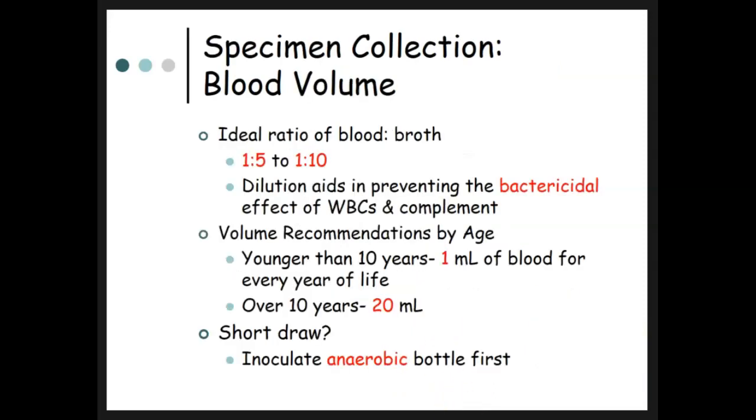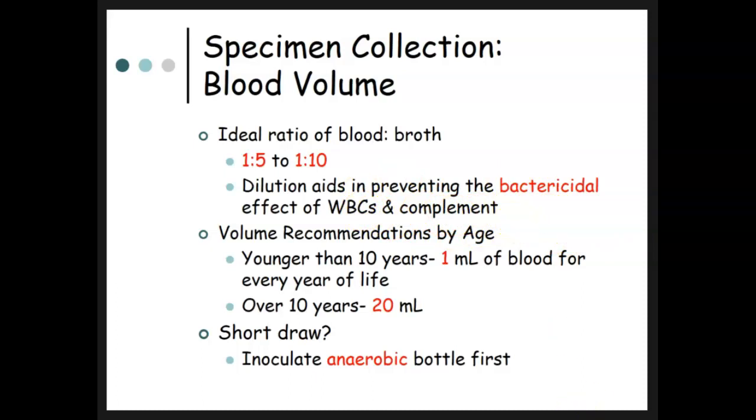So how much blood do we need to draw in these blood cultures? The ideal ratio of blood to the broth that's already in the bottle is 1 part blood to 5 parts broth, or 1 part blood to 10 parts broth. The dilution aids in preventing the bactericidal effect of the white blood cells in complement. So that dilution is not necessarily to help the bacteria grow, it's to prevent white cells and complement from doing their regular job.